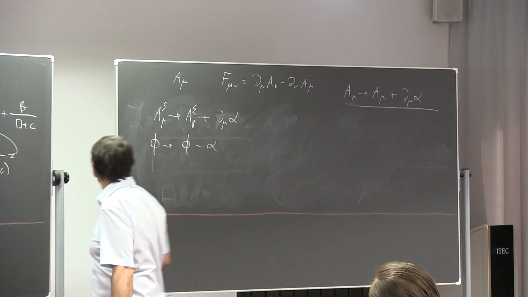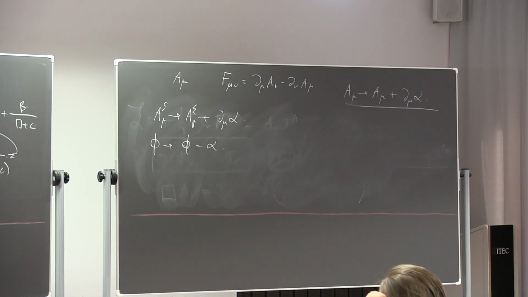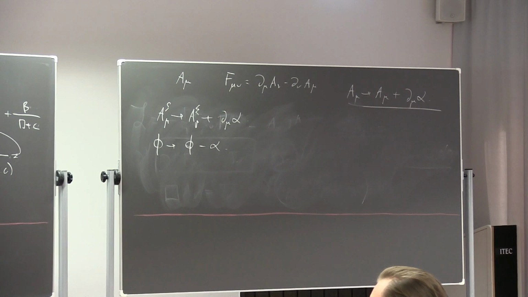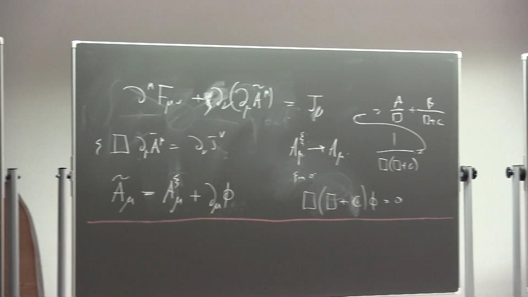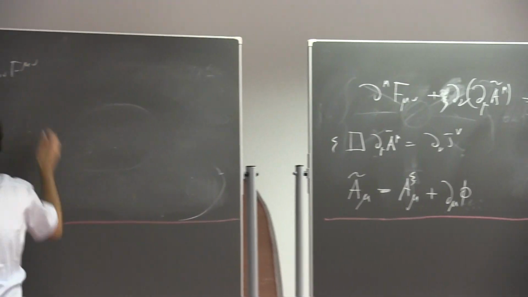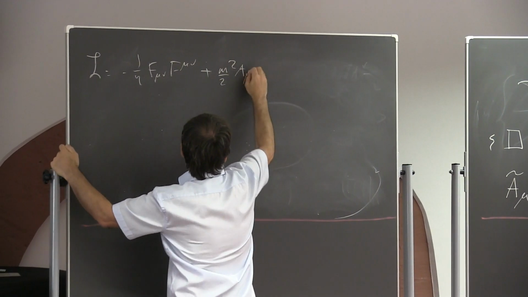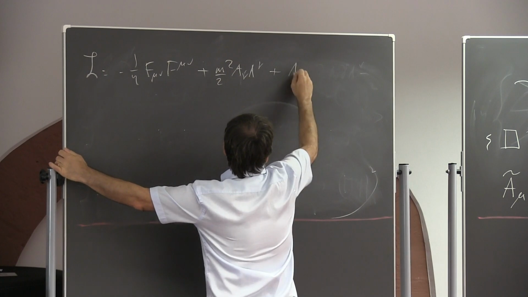So therefore, let's deform our Lagrangian by adding a mass term for a photon.